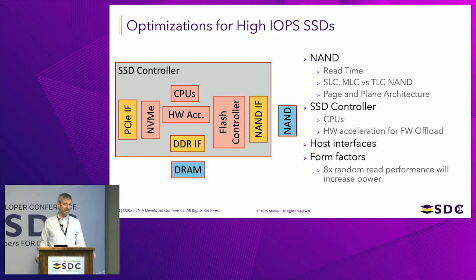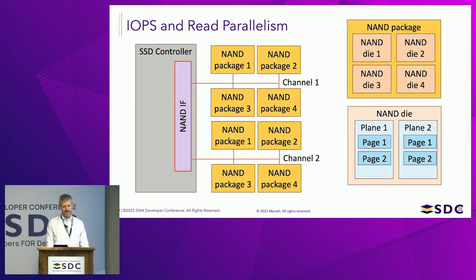And then we also need to look at the form factors. 8 times more random read performance will increase the power. So what does that mean in terms of the form factor? I'll dig into some of these items in a bit more detail in the later slides.